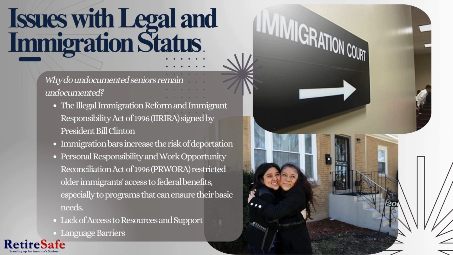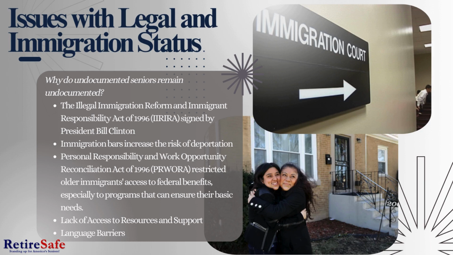The first reason traces us back to 1996. The Illegal Immigration Reform and Immigrant Responsibility Act of 1996, or IIRIRA, signed by President Bill Clinton. The purpose of this act is to restrict the number of undocumented immigrants coming into the United States. However, the effect that this act brought is the exact opposite. The act also created what we call the immigration bars, which increase the risk of deportation. So for example, if you stay in the United States without any authorization for at least 1 year, you will be restricted from re-entering the country permanently or for at least 10 years.